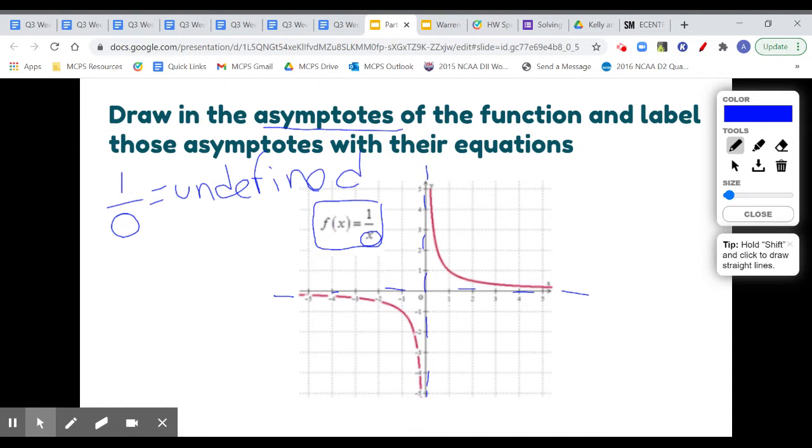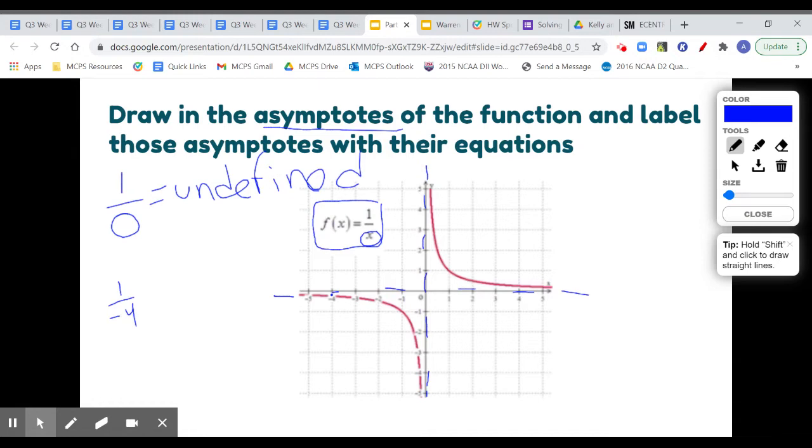Now, why does this approach the asymptotes like this? I have to think about the actual function 1 over x and how it behaves when I plug in different values. Let's say I plug in -4. I would have 1 over -4, or in other words, -1/4. So my y value is a tiny -1/4. It's right here. What if I plug in the value -1? I would have 1 over -1, which gives me a y value of -1. So I'd have this point on the function.